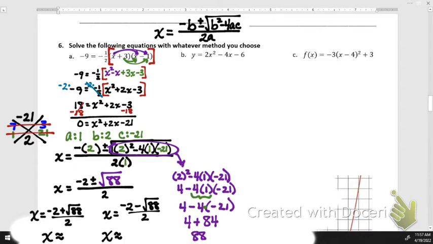3.69 is what you get for the one when you add. Yep, 3.69 for the one where you add. What do you get for the one where you subtract? Negative 5.69.